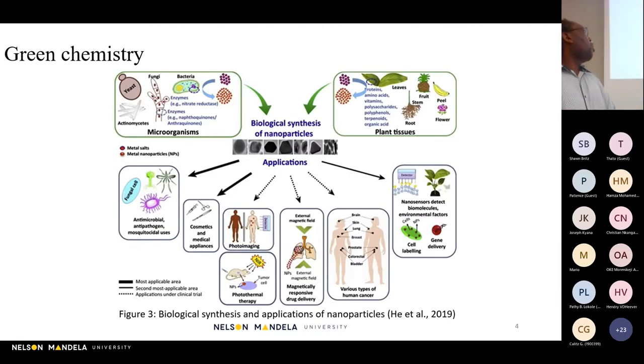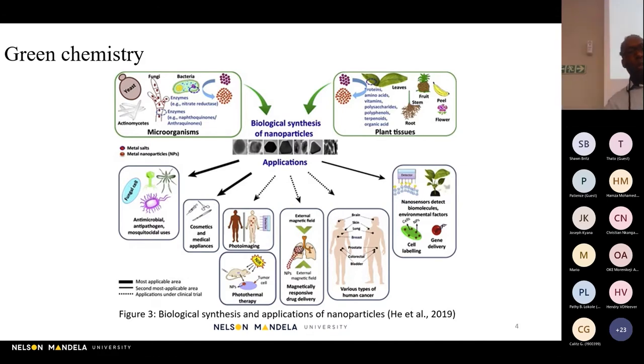So basically, in terms of green synthesis, here we're using microorganisms or plant tissue to synthesize your particles. What you do is take a plant; normally with traditional medicine, you just boil your plant and then you drink it. But here we're going to use your plant and mix it with the gold salt, and then you can formulate your particles. It can be gold, silver, or any metallic particles.